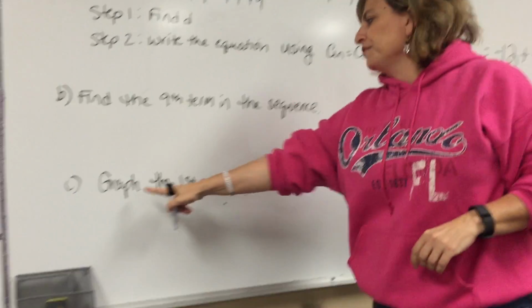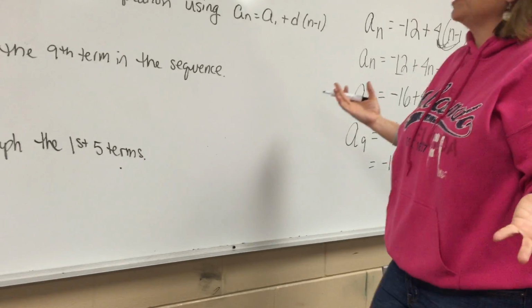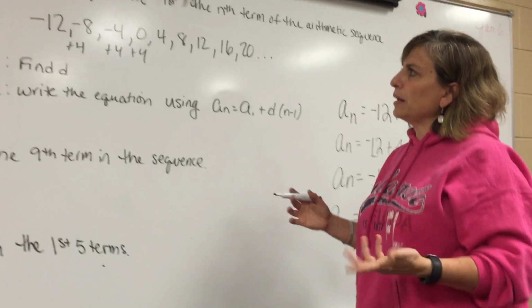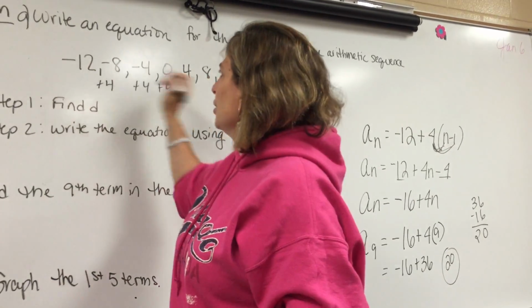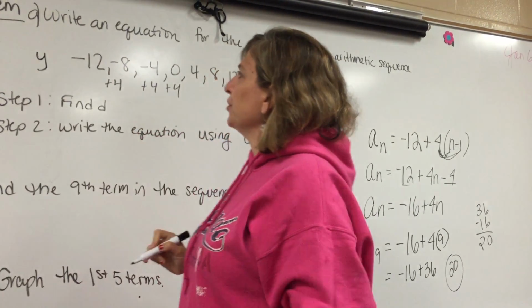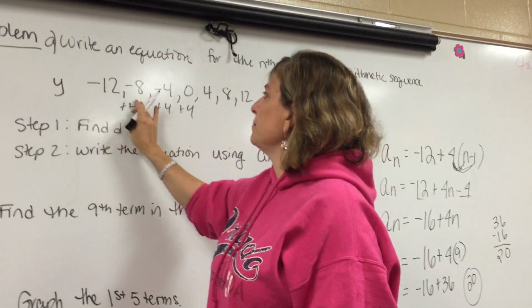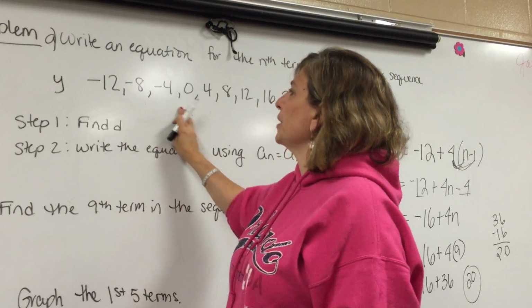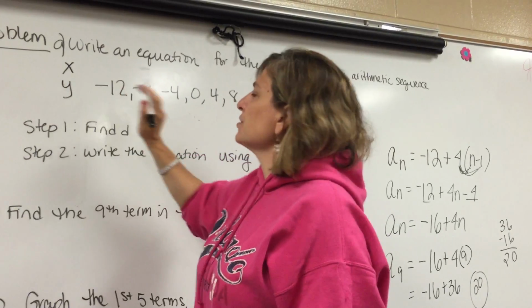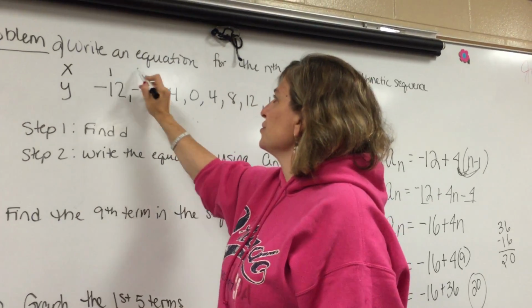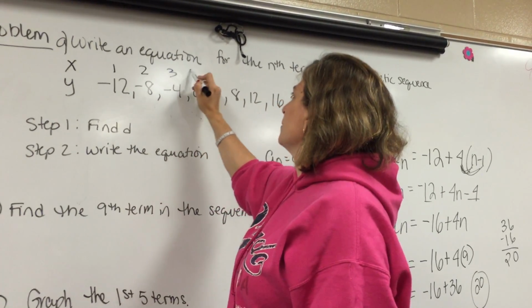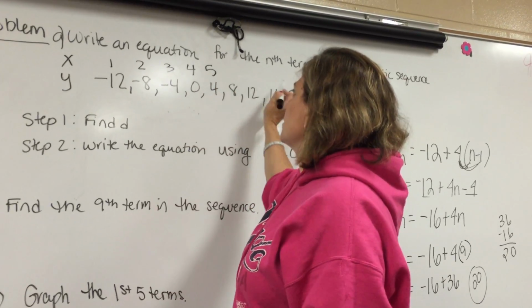Now, it says graph the first 5 terms. You're going to go, what do you mean graph the first 5 terms? Well, these terms are always going to be your y when you're graphing, okay? So these are always going to be your y. So we have to figure out what your x's are. Well, your x's are always going to be this. This is your first term, this is your second term, this is your third term, this is your fourth term, this is your 5th term, and so on.